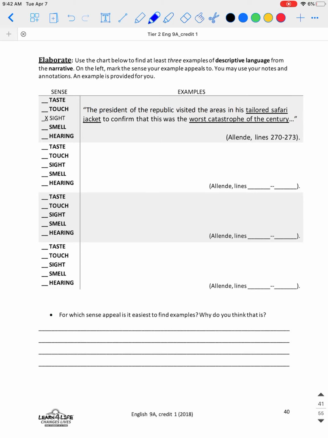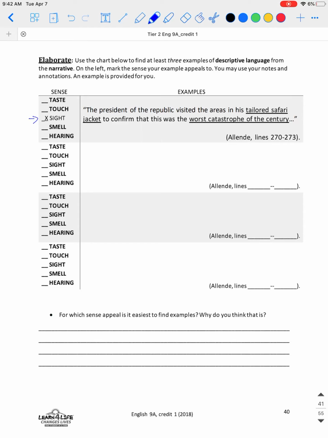On the left, mark the sense your example appeals to. You may use your notes and annotations. An example is provided for you. So they give you an example. Remember, it's language that appeals to the 5 senses. So their example is sight. They checked off sight right here.